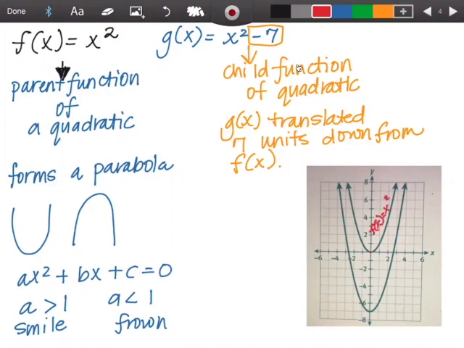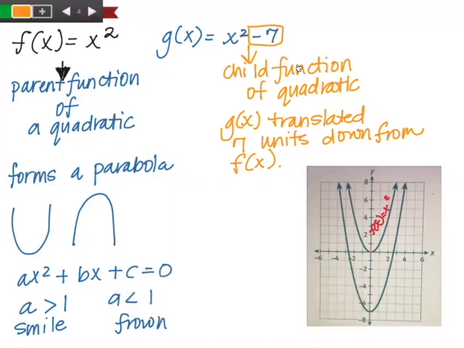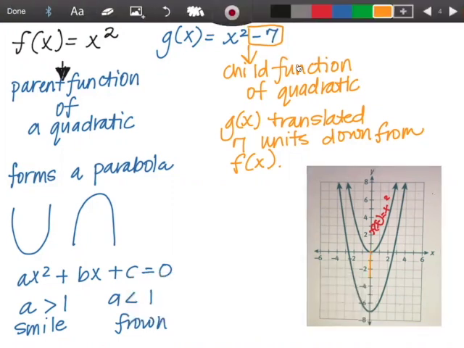And if you look at the one below it, from 0, 0, the origin, it travels 1, 2, 3, 4, 5, 6, 7 units down. So that means our child function is x squared minus 7.